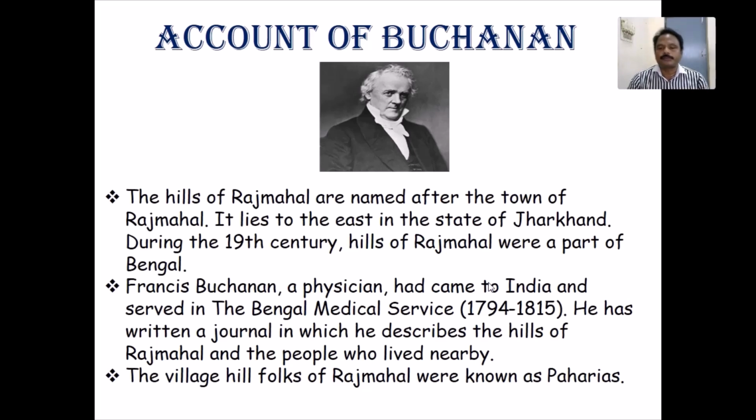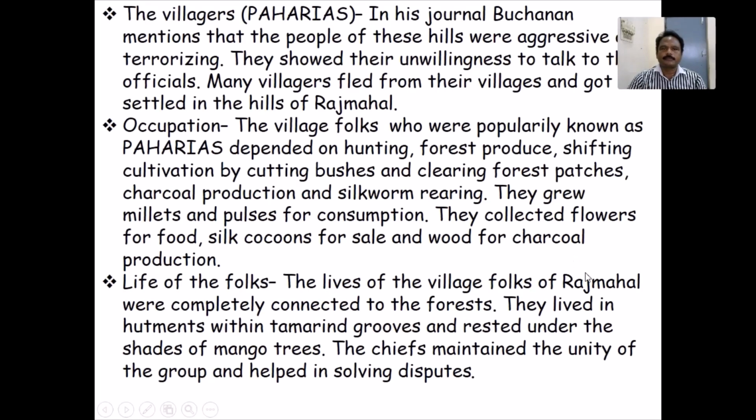The village hill folks of the Rajmahal hills were known as Pahariyas. So now we are going to discuss the Pahariyas. Who are these Pahariyas? In his journal, Buchanan mentioned that the people of the hills were aggressive and terrorizing. The main occupation of the Pahariyas was hunting and forest produce, shifting cultivation by cutting bushes and clearing forest patches, charcoal production and silkworm rearing. They grew millets and pulses for consumption. They collected flowers for food, silk cocoons for sale and wood for charcoal production.